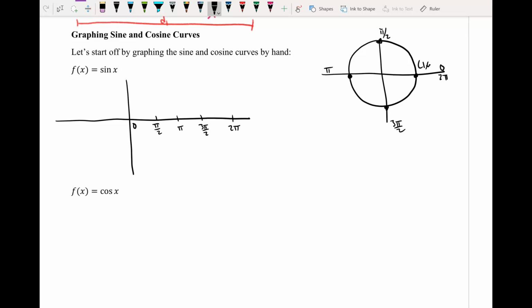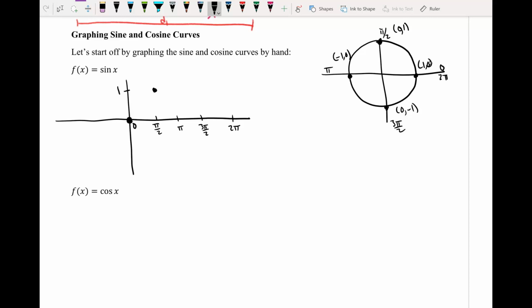So this one was 1, 0, 0, 1, negative 1, 0, and 0, negative 1. And then you go back. So this is exactly what we're going to do. Now remember, the sine function is just the y values. So notice at 0 radians, the y value is 0. So that's why we start at 0. At pi over 2 radians, the y value is 1. So we're going to go up to 1.